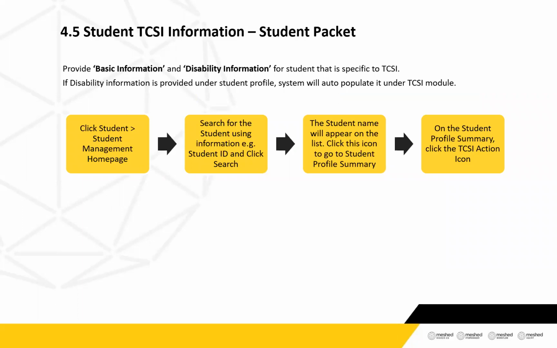Now, that was all about your course, campus, and subject-related structure. Now, let's see what information is required at the student level. At student level, this is the path to add TCSI or PIR-related student information. That is from student, student profile, and under student profile, you'll see one icon named TCSI. Under that icon, you're going to add all the information.